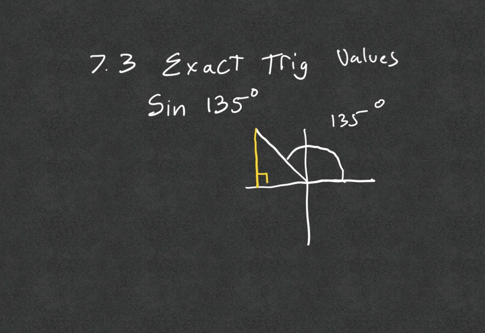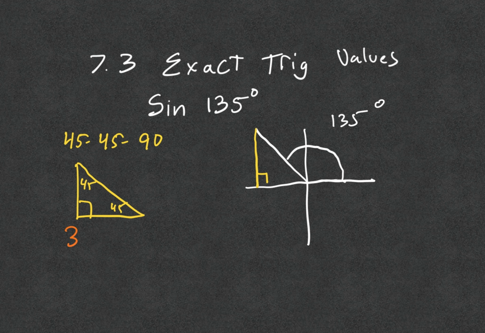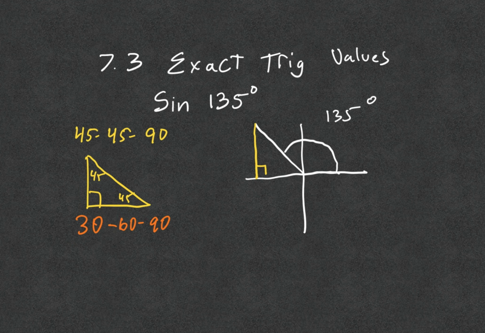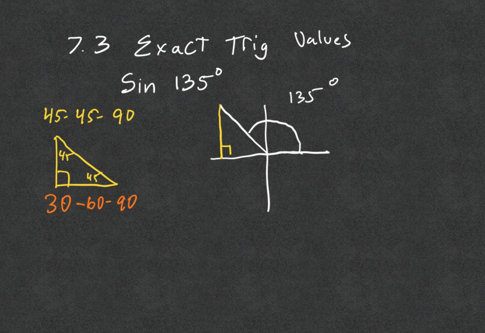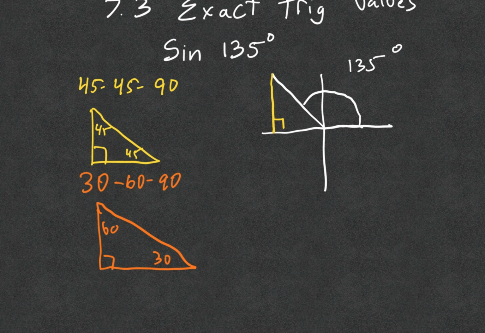You are going to have one of two types of triangles created today. You are either going to have a 45, 45, 90 degree triangle, or you are going to have a 30, 60, 90 degree triangle. And it has to be one of those two. It's either 30, 60, 90 or 45, 45, 90. So let's say there's our 30, there's our 60, and so on.